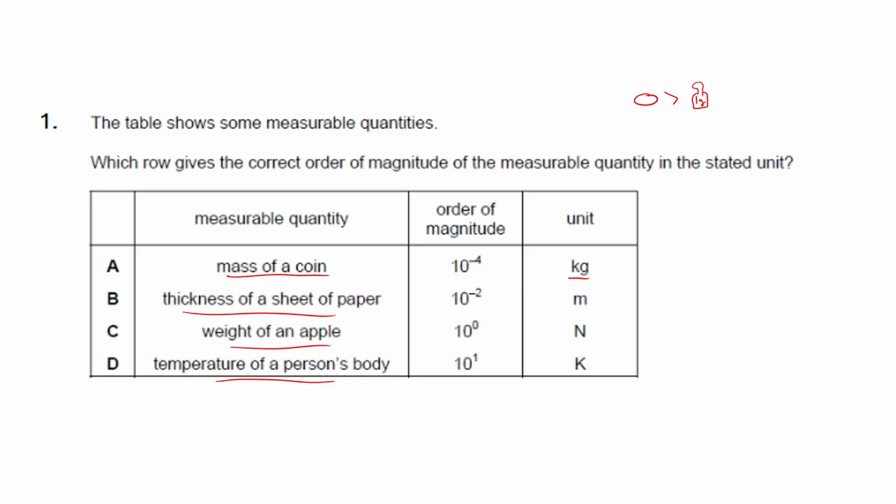But let's try and convert this unit into grams and see what exactly this measurement is. We know that 1 kilogram is equal to 1 times 10 to the 3rd grams, times 10 to the negative 4, because that's the measurement. And then we get that it's 0.1 grams. So if our coin is definitely greater than 1 gram, it's definitely greater than 0.1 grams. So it's most likely that A is not the answer.